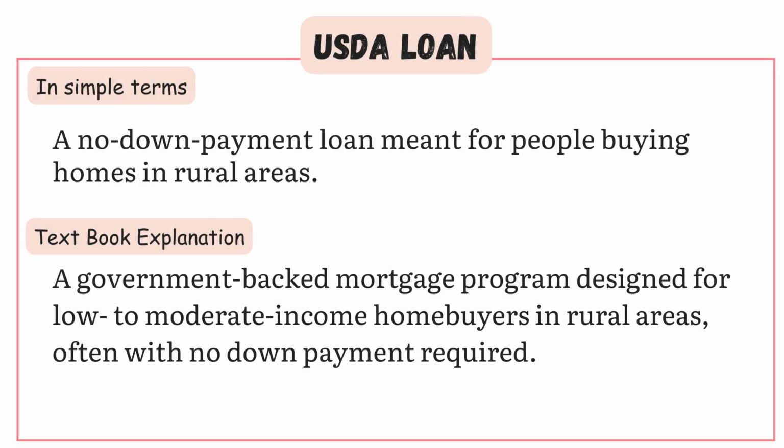USDA loan. In simple terms, it is a no-down payment loan meant for people buying homes in rural areas. As per textbook definition, a USDA loan is a government-backed mortgage program designed for low to moderate-income homebuyers in rural areas, often with no down payment required.